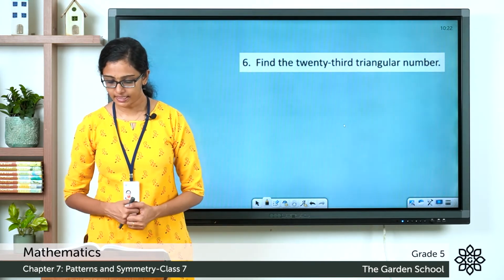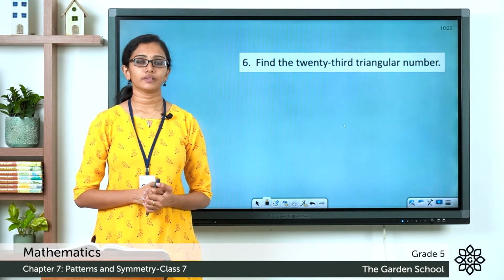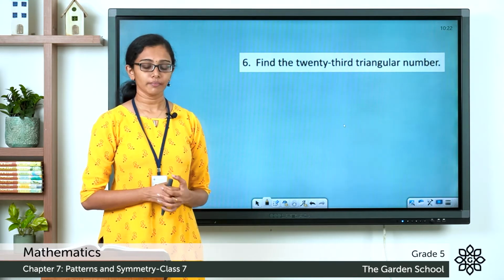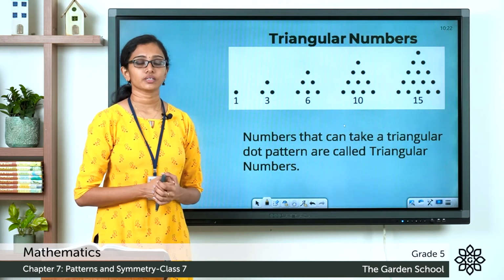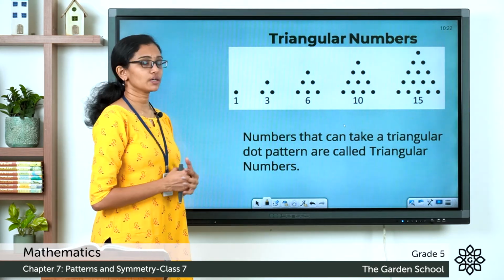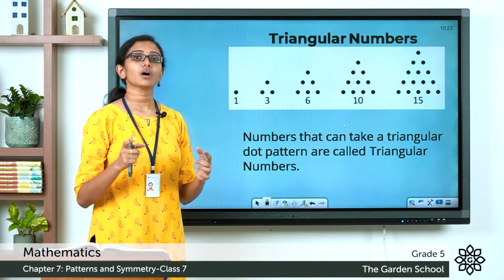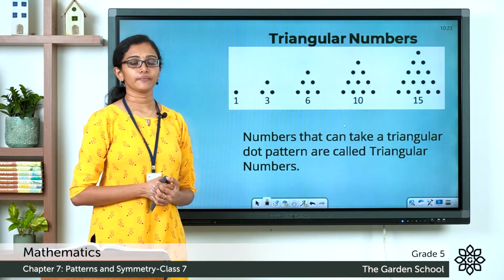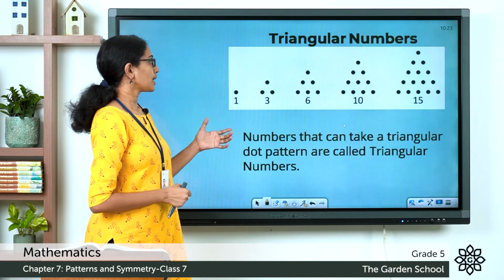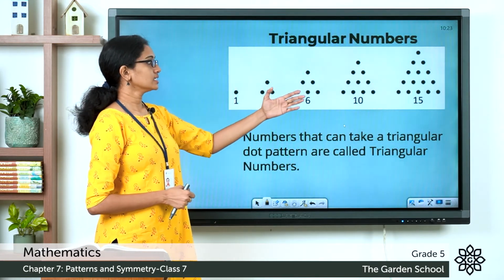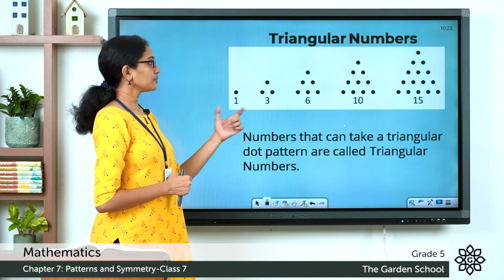Find the 23rd triangular number. What do you mean by a triangular number? See, when a number can be represented with dots and the dots can be arranged in the form of a triangle, we call that number a triangular number. And here you can see a few triangular numbers. 1, 3, 6, 10, 15, and it will go on like that.